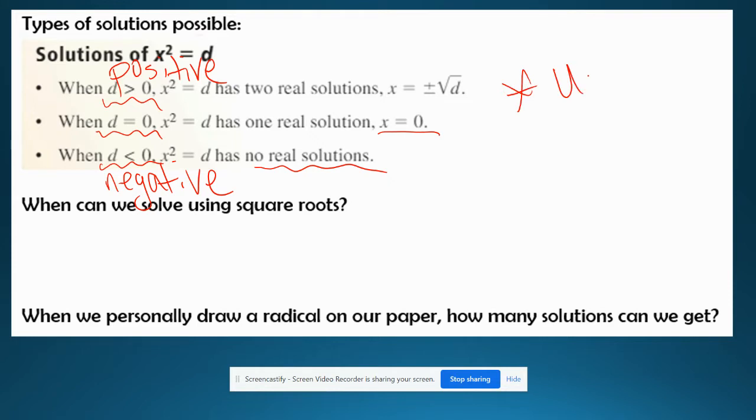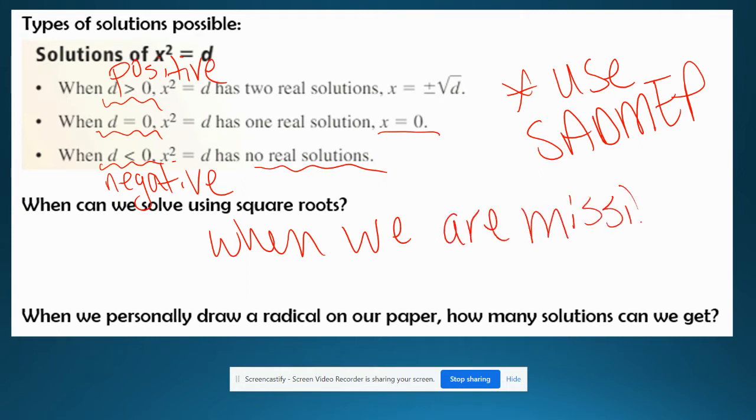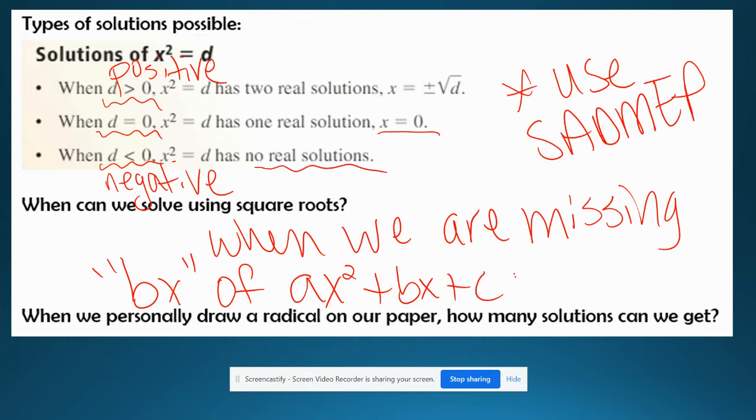A reminder that we are going to use PEMDAS backwards, or SADMAP, to get our x alone. And when can we use this? Well, we can use this when we are missing the b term of ax squared plus bx plus c is equal to 0. So if we're missing that b term, all we have are the x squared and the c, then we can solve using backwards order of operations and then taking a square root.